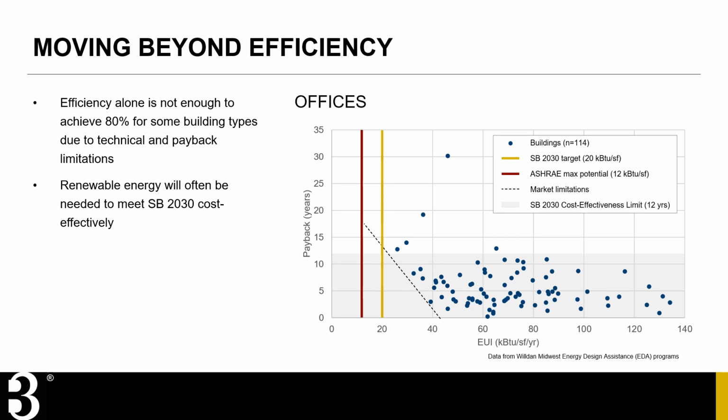In combination with the ongoing cost reductions we are seeing for renewable energy systems, this suggests that efficiency will need to be paired with renewable energy generation in SB 2030 projects, both to cost effectively meet our current 80% reduction targets and when the program moves to a 90% threshold in 2025.